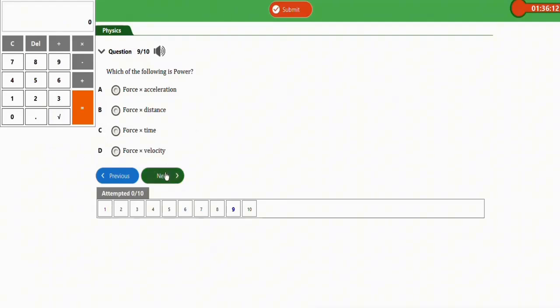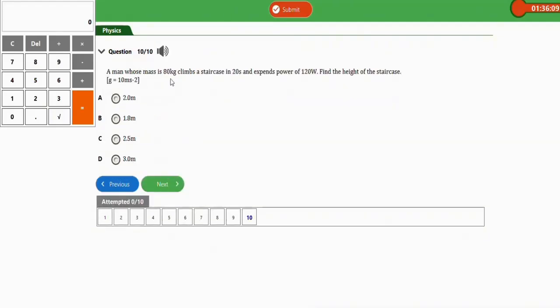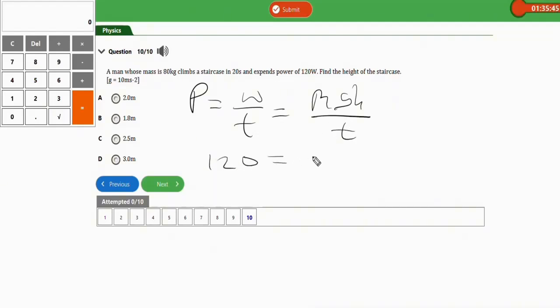So lastly, let's look at this question. A man whose mass is 80 kg climbs a staircase in 20 seconds and expends power of 120 watts. Find the height of the staircase. Acceleration due to gravity is 10 meters per second square. So from this formula, power equals work over time, which is mgh over time. So we have the power to be 120 watts equals our mass is 80 times acceleration due to gravity is 10. We're looking for height over the time is 20.